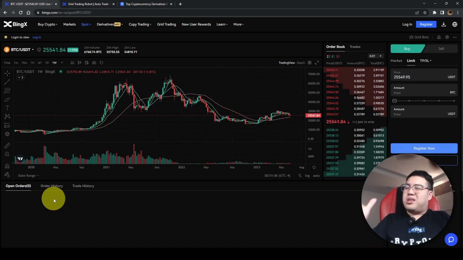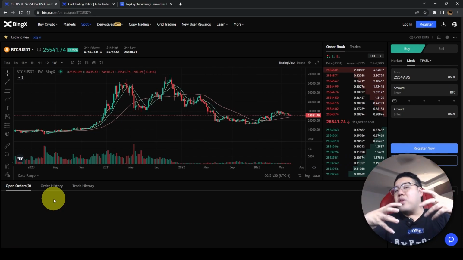So spot is like this, okay? The purpose of spot is when you feel like this coin is worth buying to keep, then you buy and keep. There's no risk because the coins are forever with you.